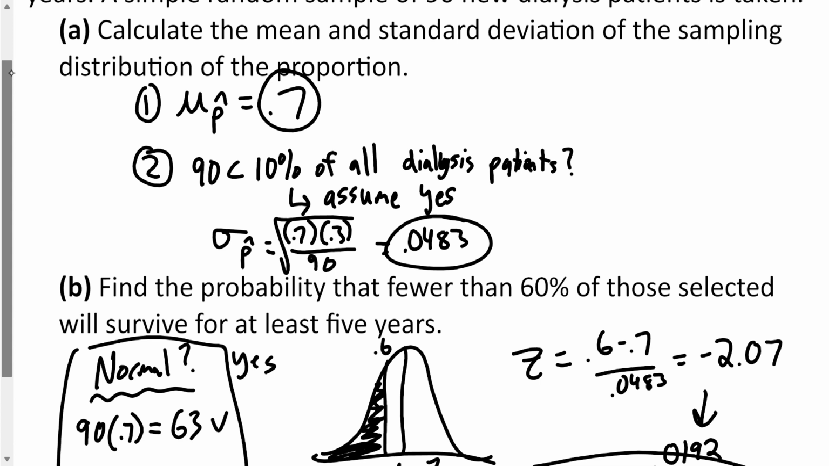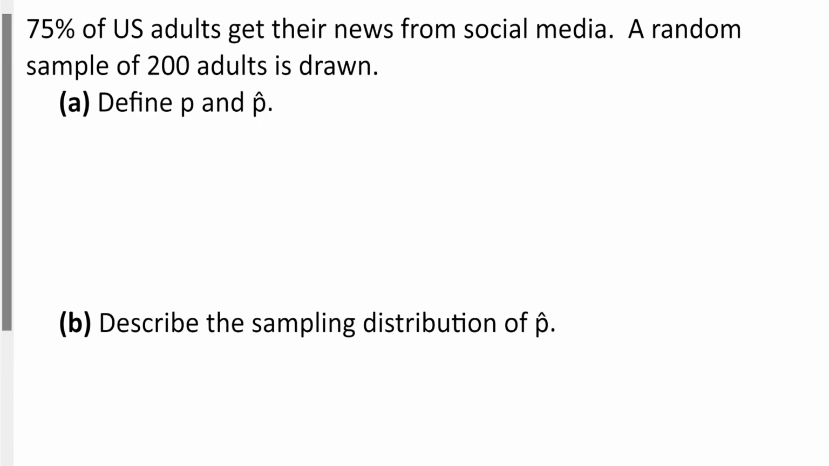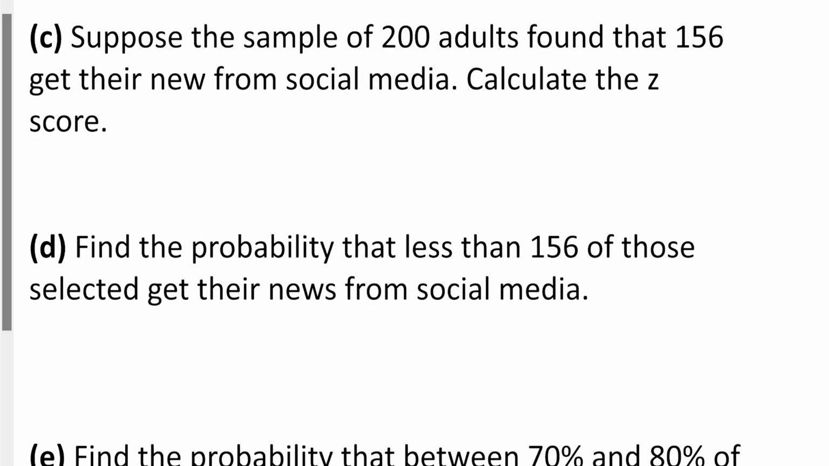Okay? I'm going to challenge you to look at this scenario and see what you can do about it. Where it says 75% of U.S. adults get their news from social media. A random sample of 200 adults is drawn. I have some questions. I'm not going to go through them right now, but do you think you know what P and P hat are? Okay, could you define those? Could you describe the sampling distribution? Think SOC V. Okay. Looking at a sample of 200 adults and found 156, calculate the z-score.